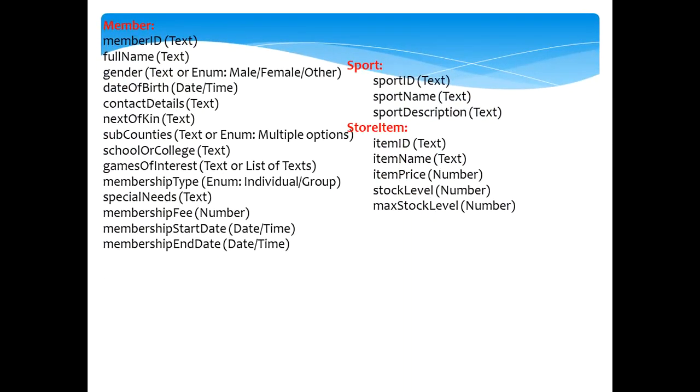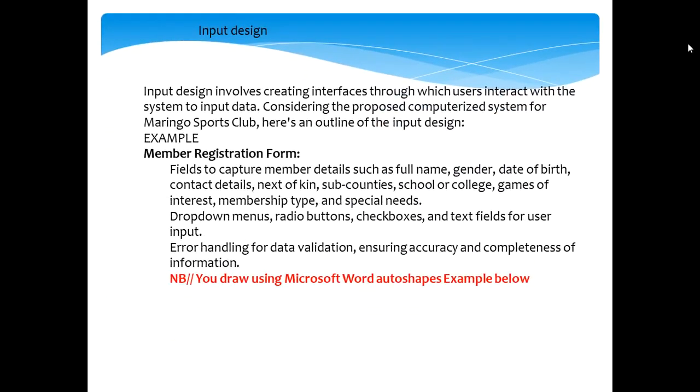Now I want to group variables. For example, member. Member has a member ID, a full name, a gender. All these attributes or field names that point to member are the variables that will hold the data about the member. Sport has sport ID, sport name, sport description. When you talk about the store, we have the store item, so we have the item ID, item name, item price, stock level, and maximum level. When we are talking about a grouping of variables, you just take a certain table, then you describe its field names.